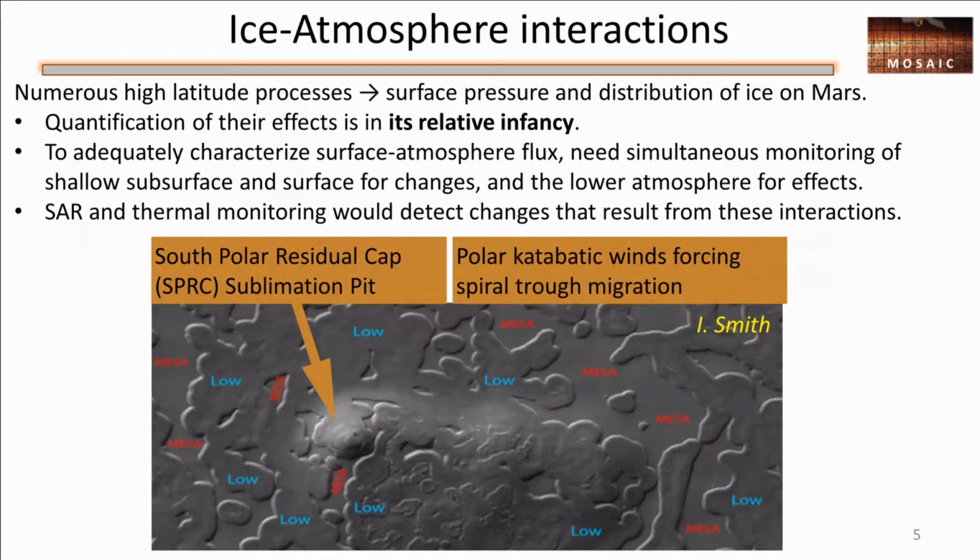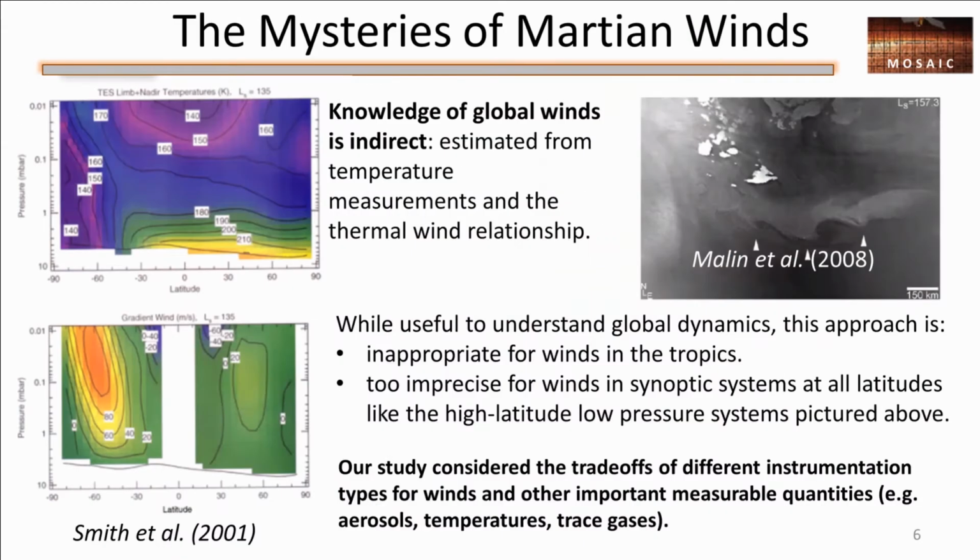Okay, I'll move on. Martian winds have been a major mystery for a long time. Our knowledge of global winds has been indirect. It's been estimated from the temperature measurements that we've made, and most of those temperature measurements have been made at a fixed local time too. And then the thermal wind relationship determines how wind responds to different changes in pressure.